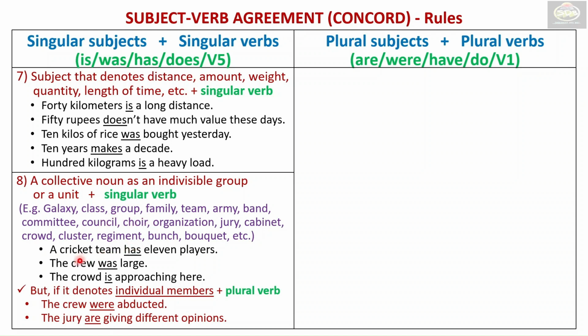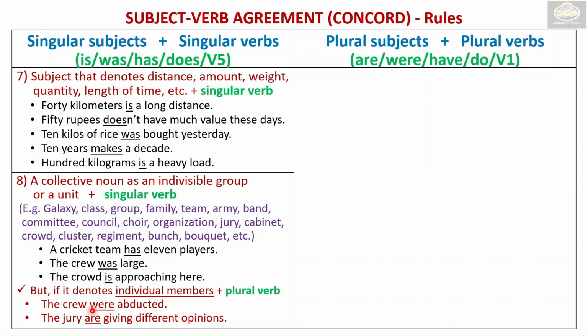Example, a cricket team has 11 players. The crew was large. Group of workmen, that is crew. The crowd is approaching here.